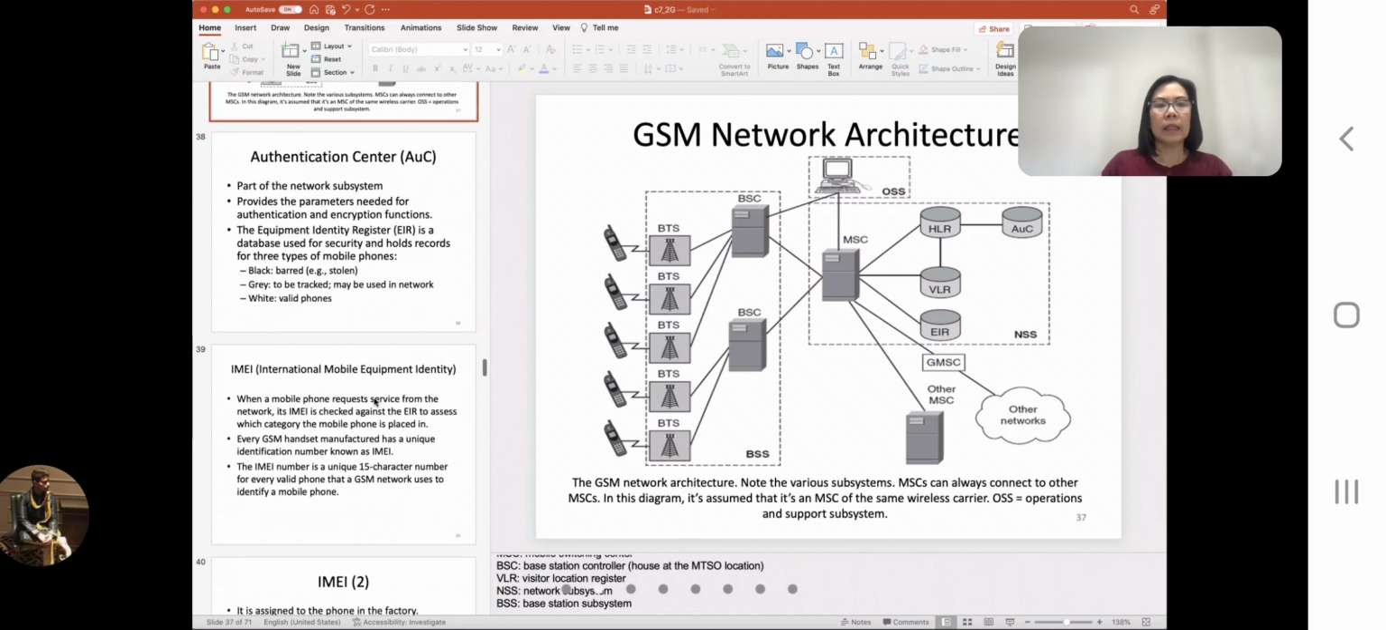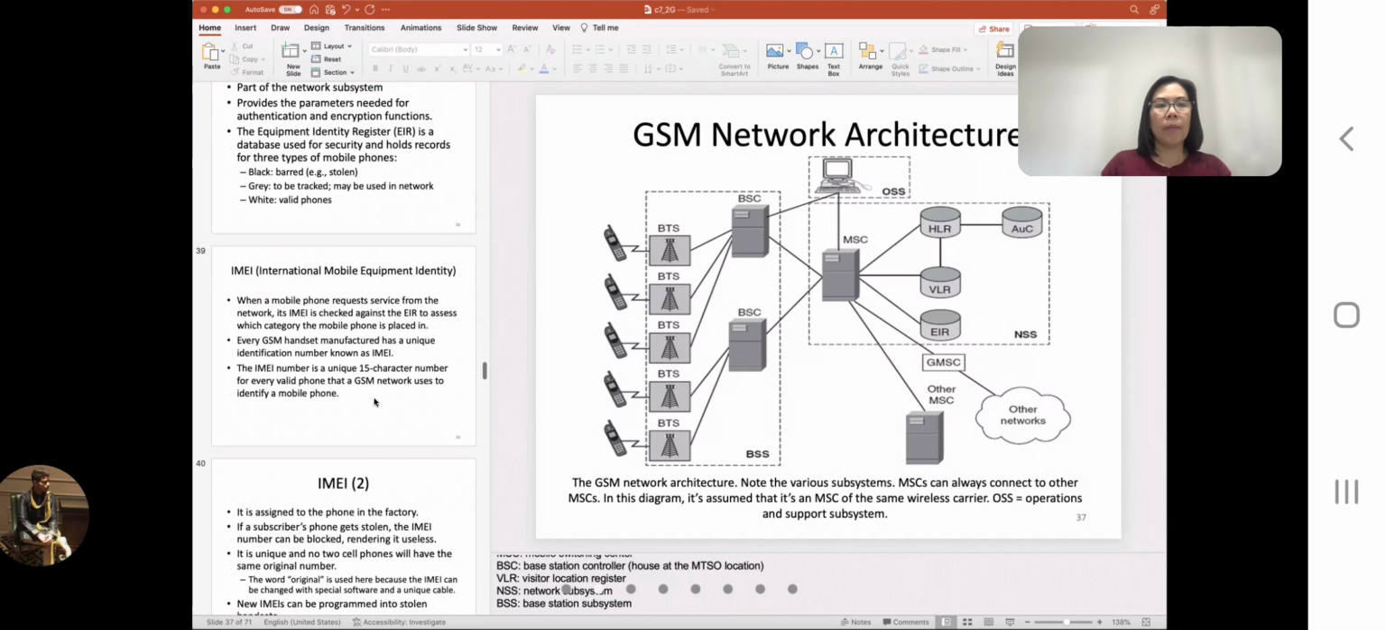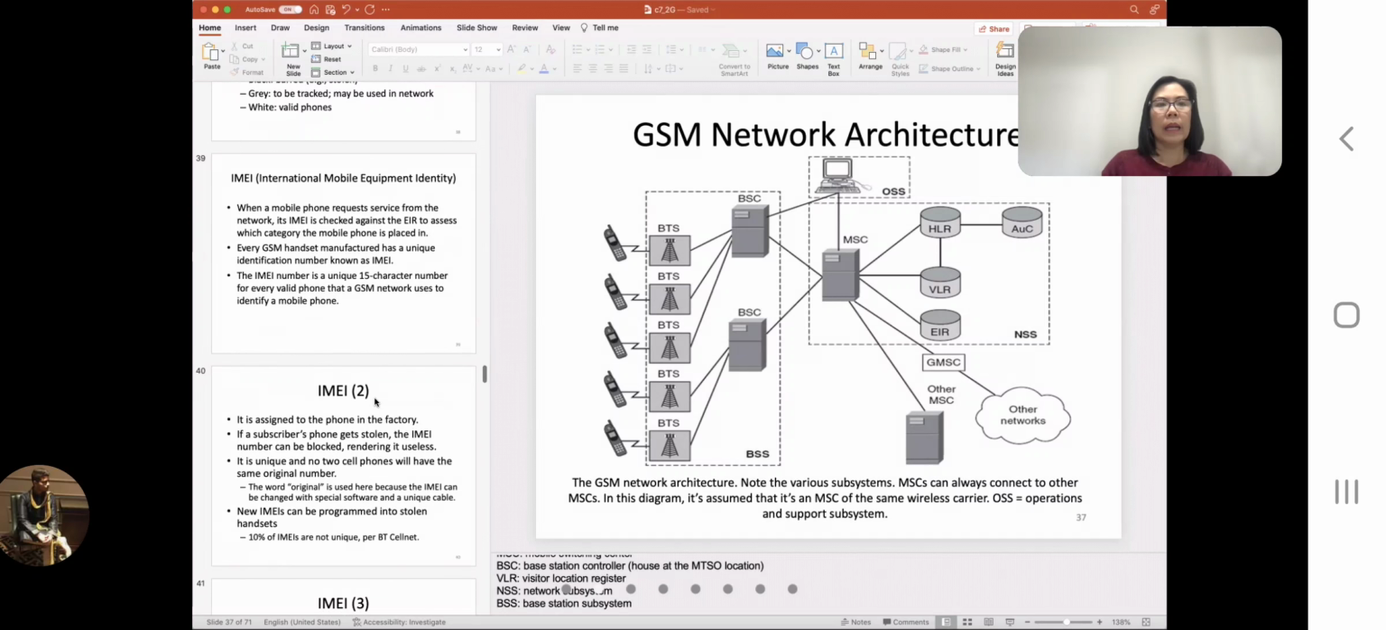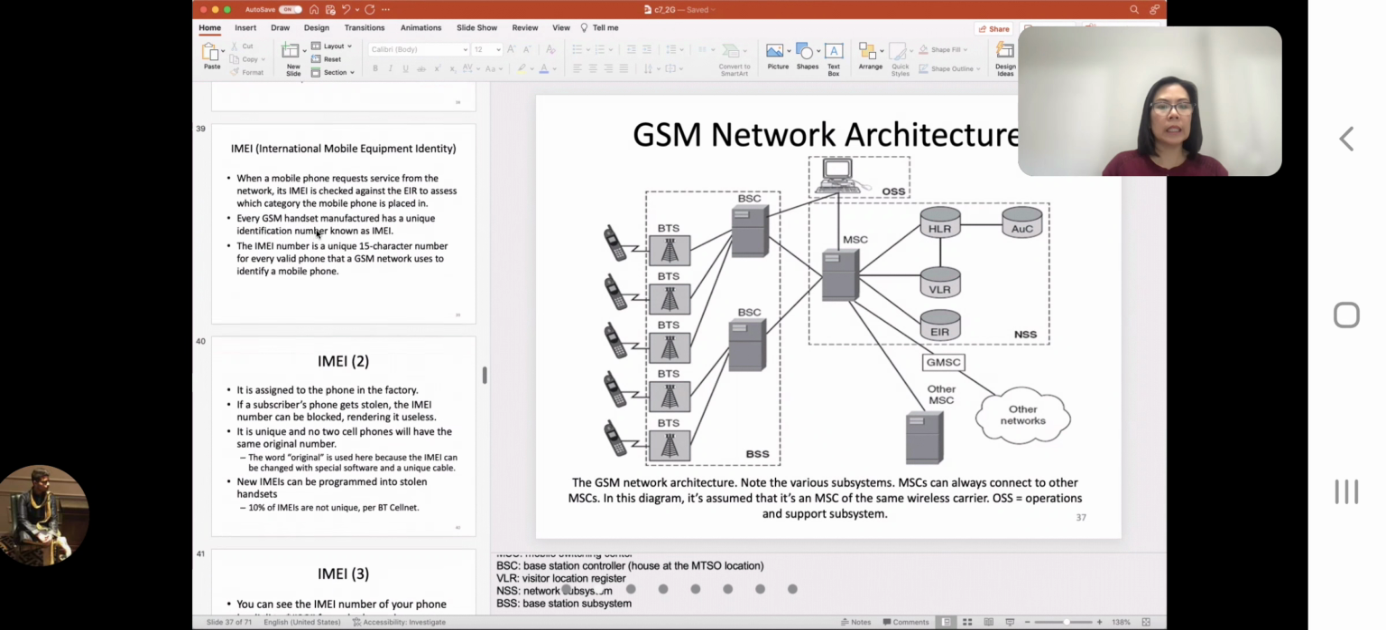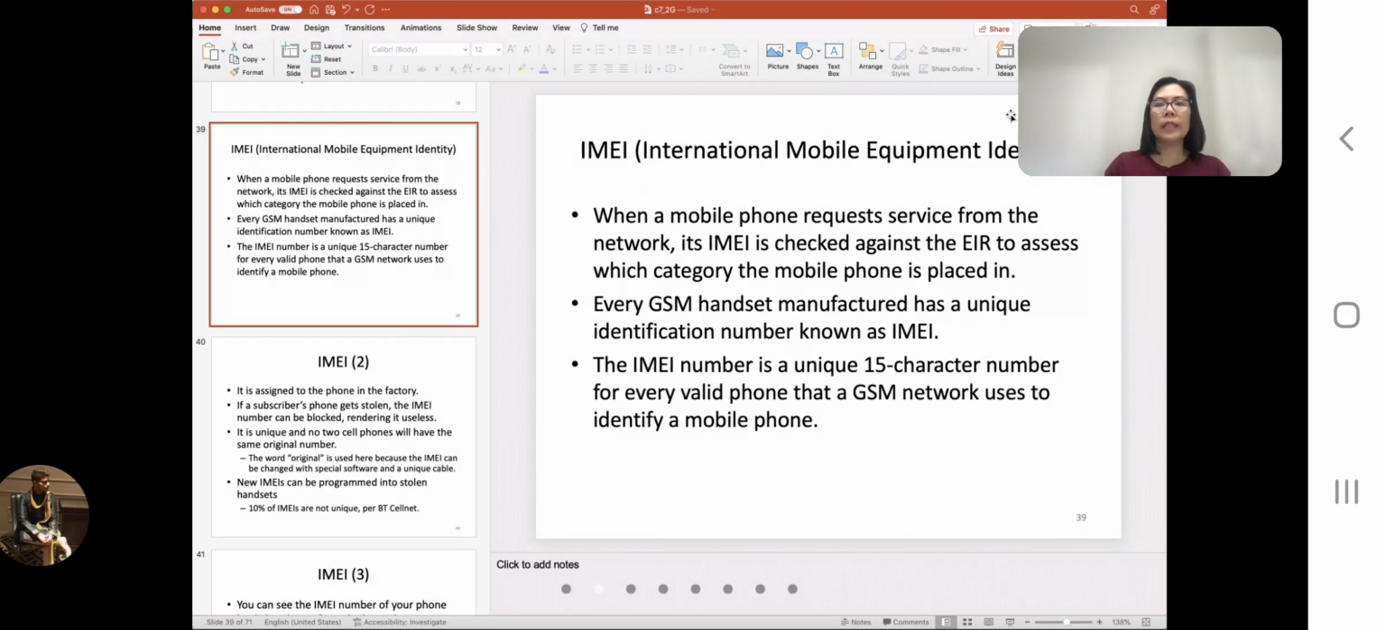And then when we talk about the equipment identity register, there's something we need to talk about, which is the International Mobile Equipment Identity, IMEI.